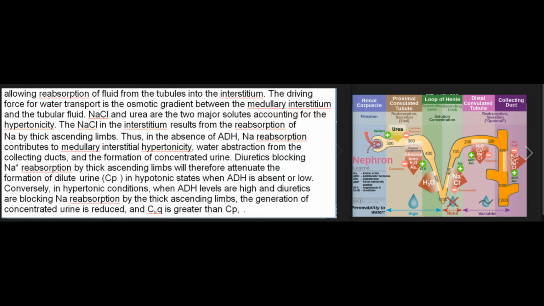Diuretics blocking Na reabsorption by thick ascending limbs will therefore attenuate the formation of dilute urine, Cosm, in hypotonic states when ADH is absent or low. Conversely, in hypertonic conditions, when ADH levels are high and diuretics are blocking Na reabsorption by the thick ascending limbs, the generation of concentrated urine is reduced, and CH2O is greater than Cosm.